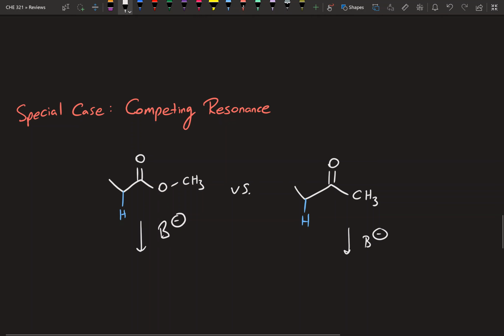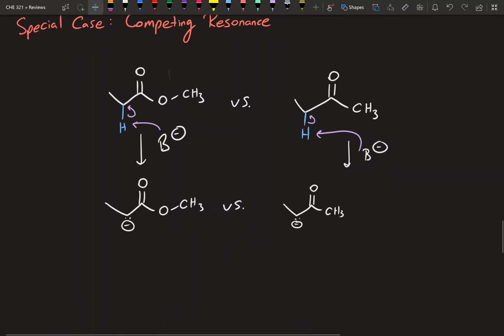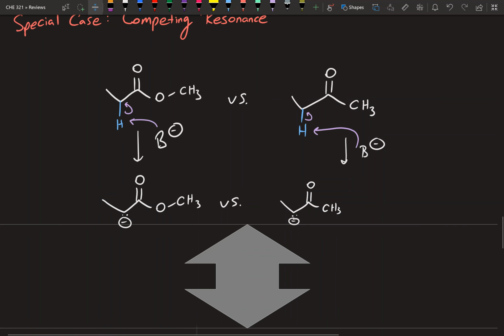Okay. And now let's draw our deprotonation reaction, right? We're going to have hydrogen, and I'm just going to put it right onto the atom. Do not try to skip ahead and do any resonance. Okay. And so these are our two conjugate bases.